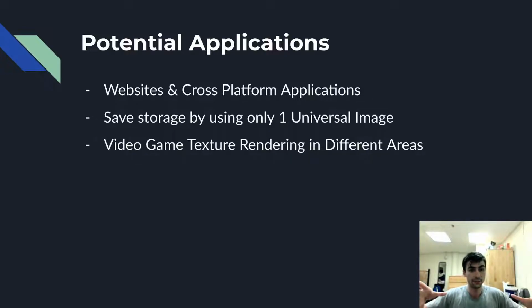Obviously you want to shrink the image to different devices. You can save storage by only using one image and applying this algorithm to use it for different devices. You could also use it for video game texture rendering in different areas and different scenes. You can render the images differently.